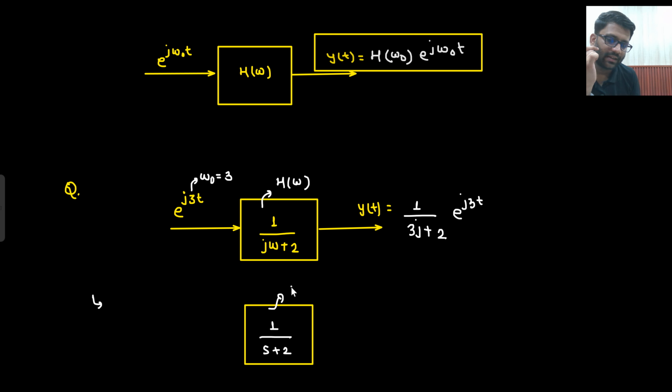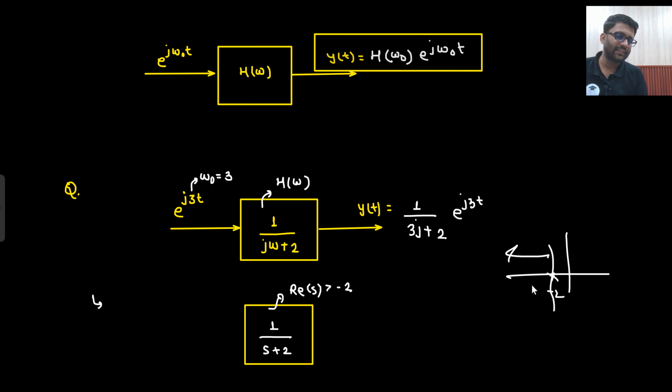But you need to say that the region of convergence is greater than minus 2. Because if your region of convergence was less than minus 2, then the ROC would not include the j omega axis. But if it is greater than minus 2, then it is including the j omega axis. So this is also how you can define it.